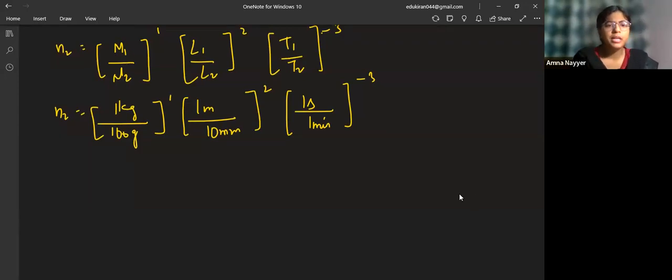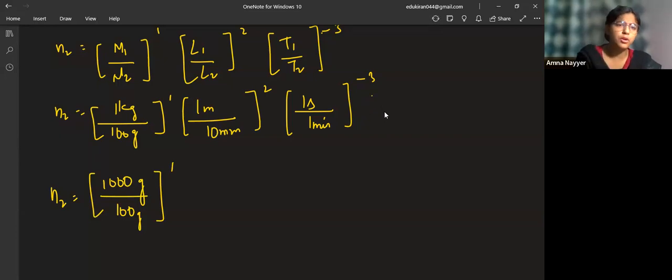So what we can do, kg, we can convert it into gram. This becomes 1000 grams, but not 1 gram this time. This is going to be 1000 gram by 100 gram, because we have converted 1 kg, to the power one. This is N2. Here N1 is also there, N1 is getting multiplied, but that is one, that's why I'm not writing it. In the previous question it was 10, so I wrote it. Now 1 millimeter into 1 meter or 10 millimeters. See, 1 millimeter is equal to 10 to the power minus 3 meters, or vice versa, you can say 1 meter is equal to 10 to the power 3 millimeters. Just remember it.